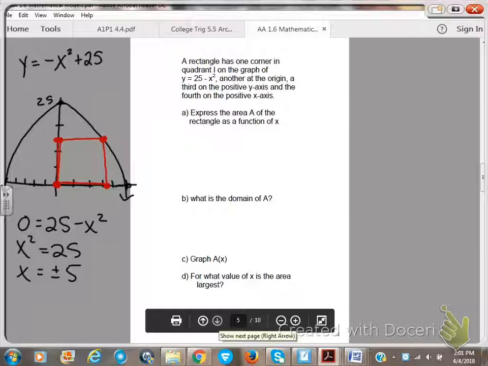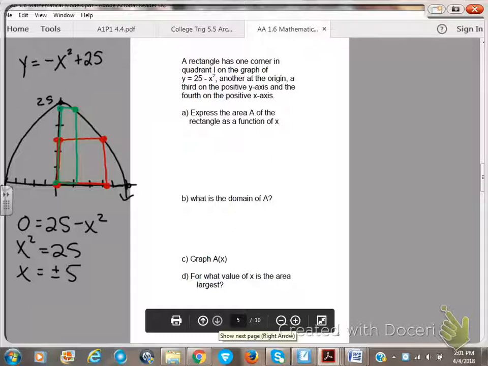Put your pencils down for just a moment and look up here. I picked that point arbitrarily. I could have picked it to be way up here, and then my rectangle would look like this. But it would still be a rectangle in the first quadrant, on the parabola, on the origin, on the positive x-axis, on the positive y-axis.